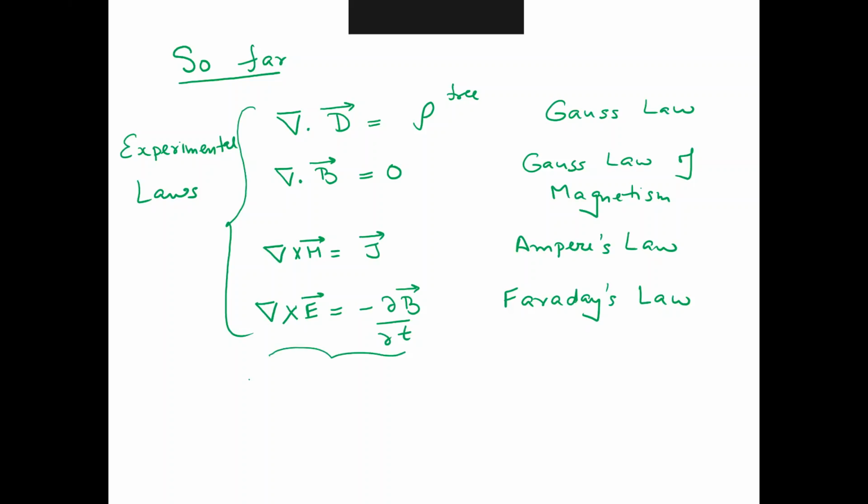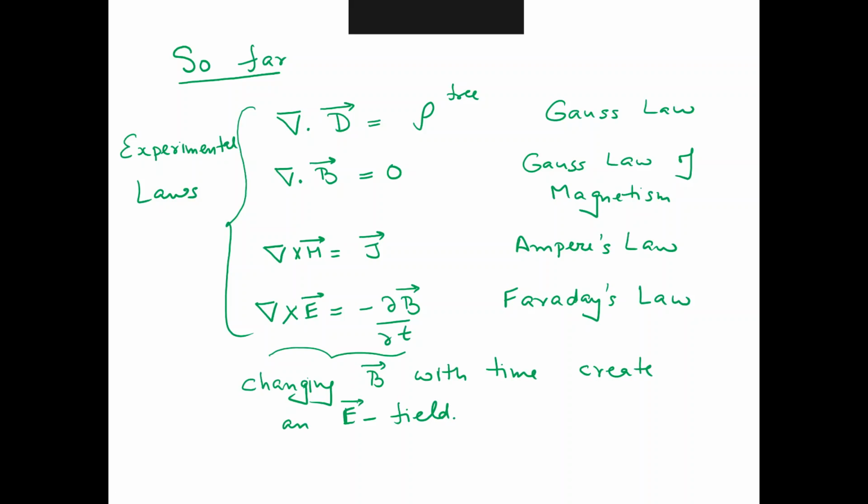Faraday's law says, think of changing magnetic field B and E field. As you change the magnetic field, you create an electric field. But as these experimental laws are written right here, there is no effect of a changing electric field.